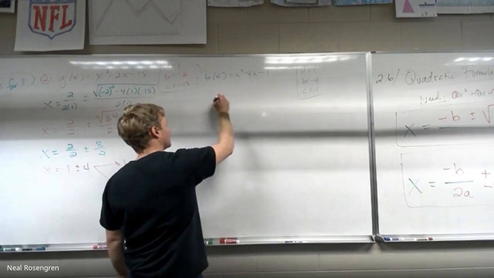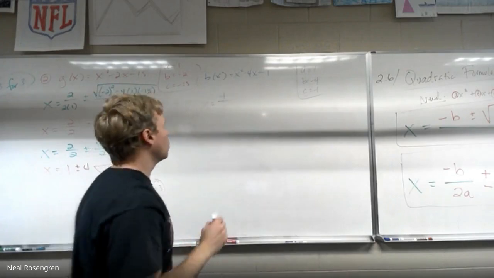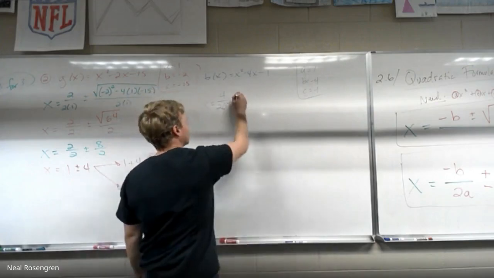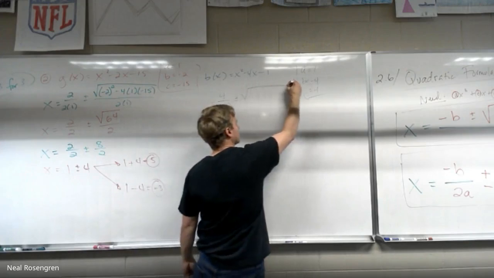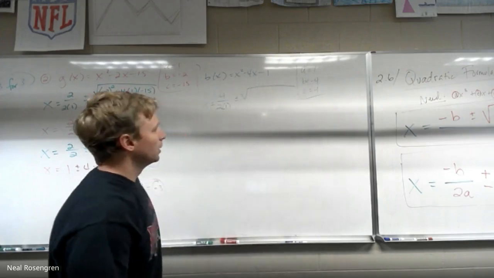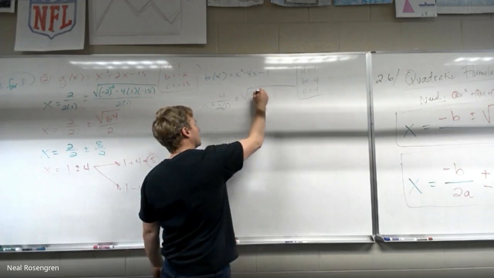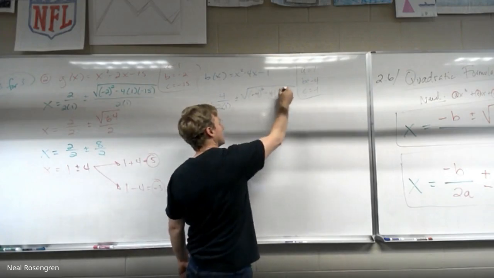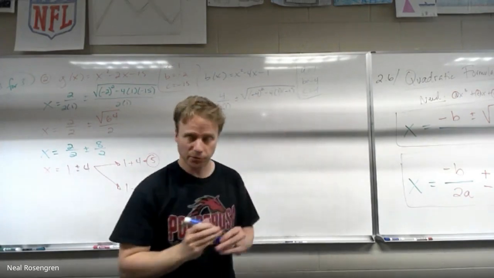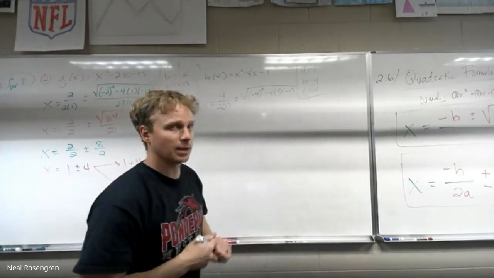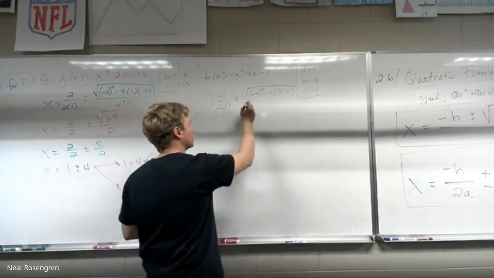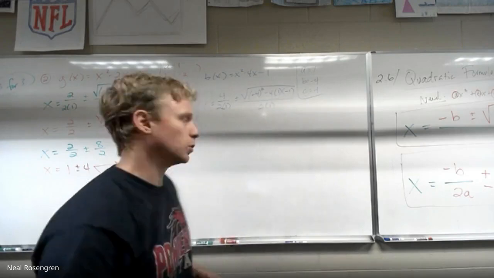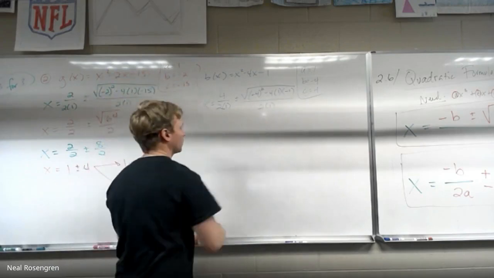So +4 over 2 times a, so that's 2 times 1. Plus or minus big square root on top. B, so -4 in parentheses squared, minus 4 times a times c. So -4 times 1 times -1, with the 1 and the -1 in parentheses. And then on the bottom of the second fraction, the same thing as the first one, 2 times 1. You good to there?